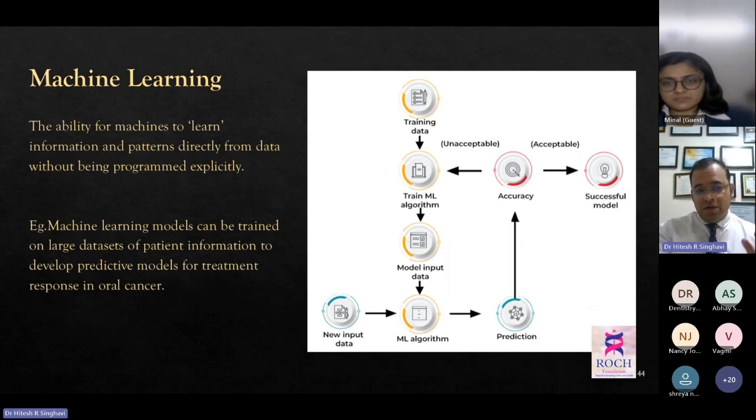Now, what is machine learning? Machine learning is the ability of the machine to learn information and patterns directly from data without being programmed explicitly. That means it follows the pattern which it is fed from data. An example is that machine learning models can be trained on large data sets of patient information to develop predictive models for treatment response in oral cancer.